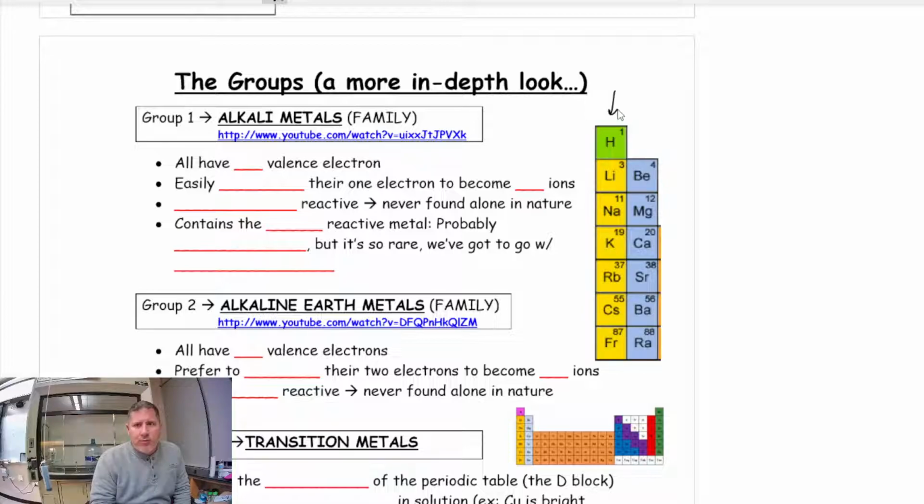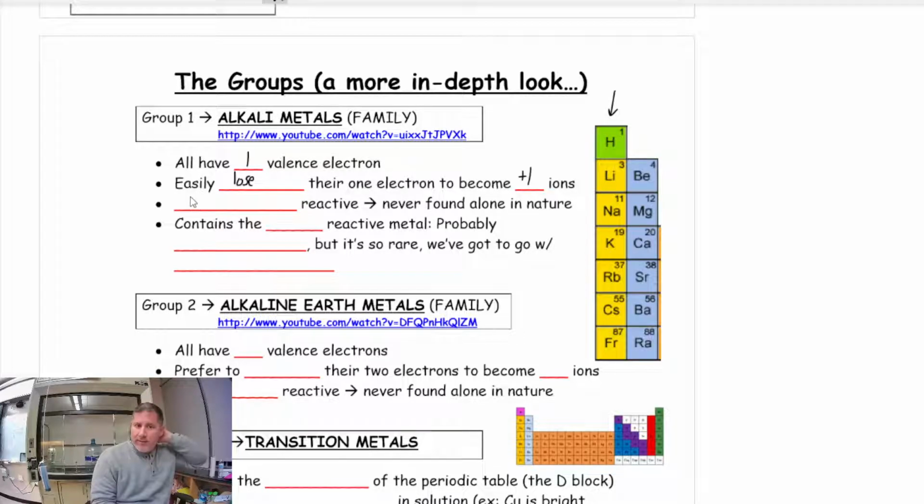Well, they're group 1. What do they share? They all have one valence electron. They easily lose that one valence electron. Since there's only one of them there, they donate it. And that means they lose something negative, they become positive. Because they have one electron to give, they become a positive 1 ion. They all share that characteristic.